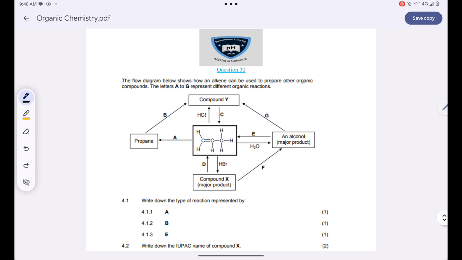Yeah, let's just get right into it. The flow diagram below shows how an alkene can be used to prepare other organic compounds. Letters A to G represent different organic reactions. This is our alkene over there. Let's get into the questions. Write down the type of reaction represented by A.